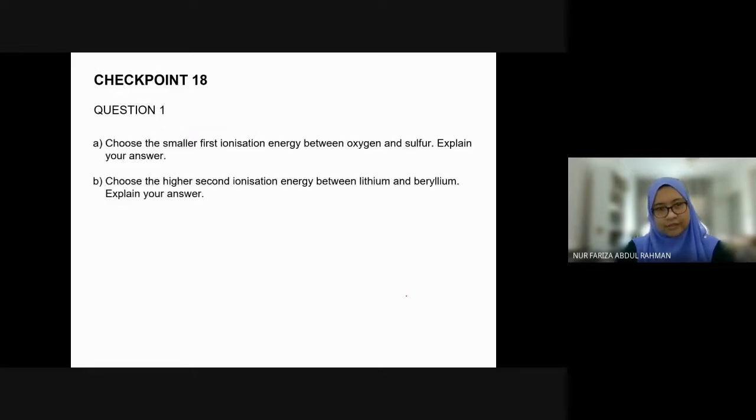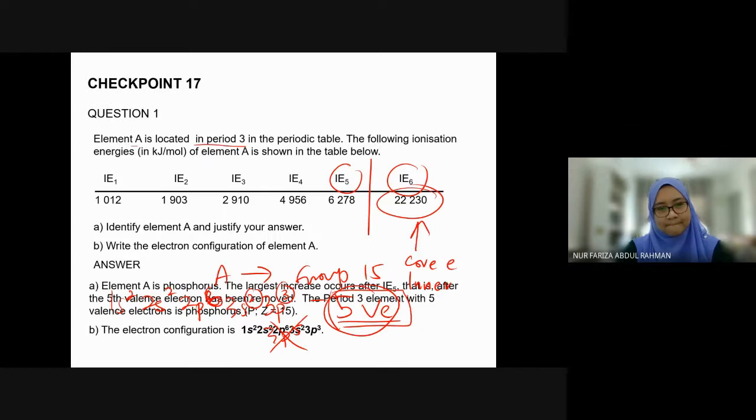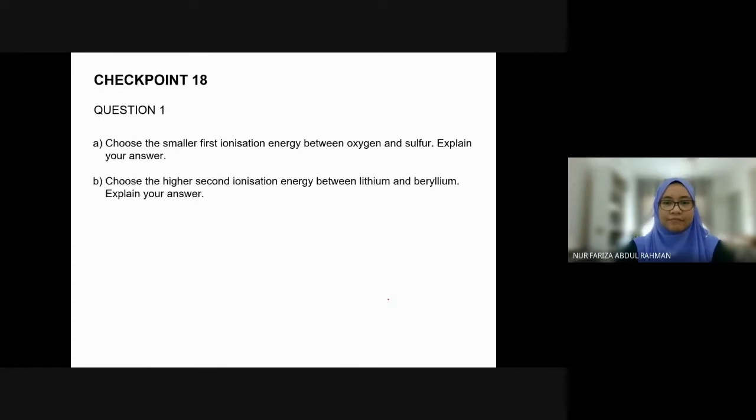Ada soalan ke tadi kat sini? Identify element A and justify your answer. Yang ni lah tadi, okay. The largest increase occurs after IE5. You kena highlightkan the core electron, the inner electron. Highlightkan, that one will be 1 mark for that one. Okay.